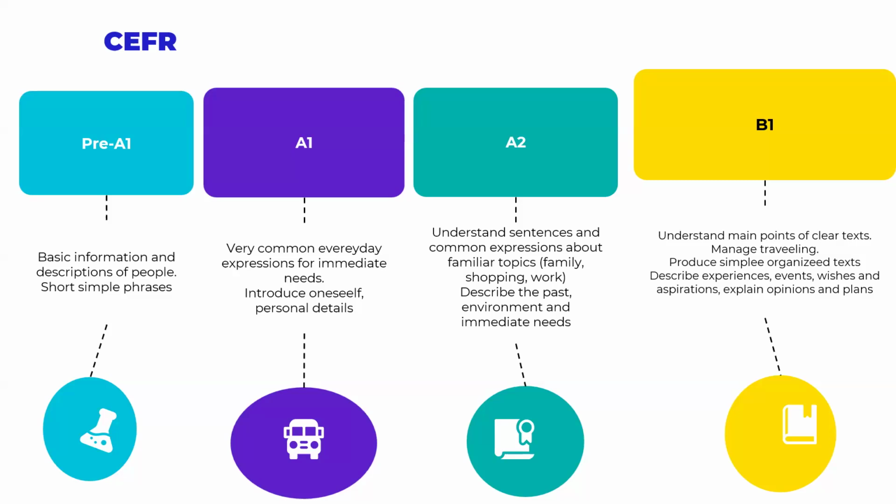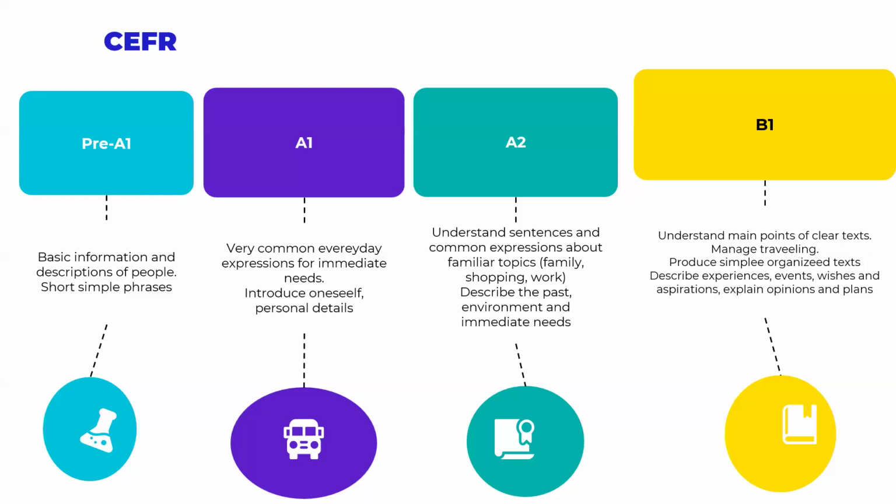So pre A1 will include being able to understand and to produce language at the level of giving basic information, basic description, very short, simple phrases, right? And getting used to the sounds of the language, like the phonics and everything, that would be pre A1. And as we go along, it progresses to become a little bit more complex in each level.